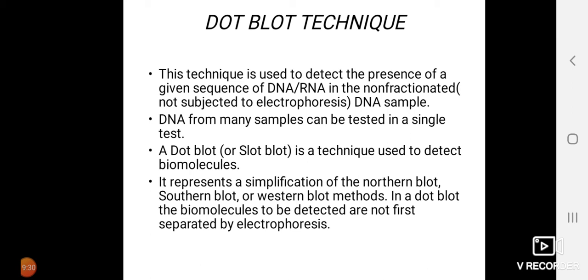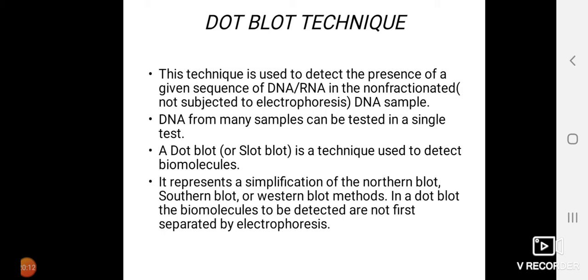It does not have the restrictions that generally exist within electrophoresis, or within Southern hybridization or Northern hybridization, where only a particular type of DNA or RNA can be identified. In this method we can analyze DNA or RNA isolated from many organisms or species. This method is a simplification of Northern blotting or Southern blotting, or even Western blotting.